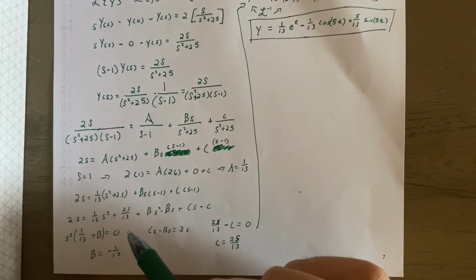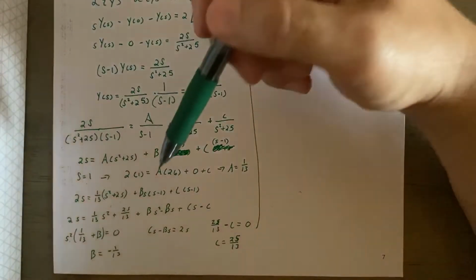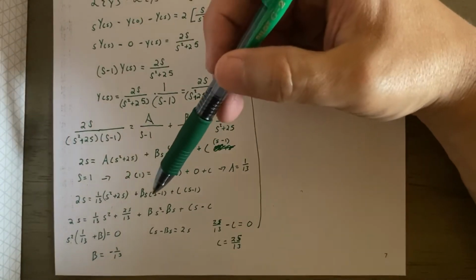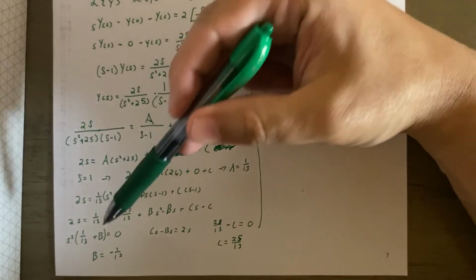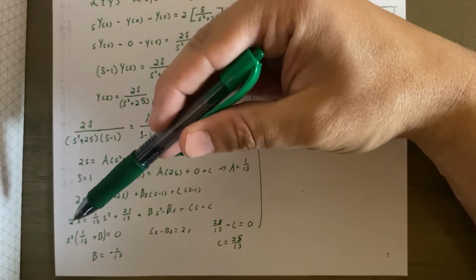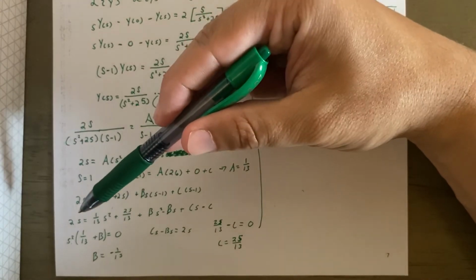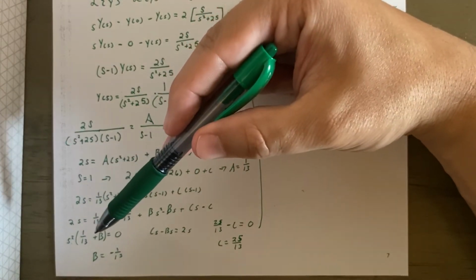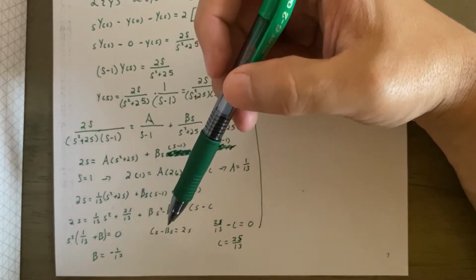Now, I'm going to go ahead and pull together what I can. The 1/13 s squared and the b s squared are going to be able to come together because they're both with s squared. Now notice on the left hand side it's just 2s. So the coefficient with s squared on the left side is 0 because there is no s squared. So I'm going to set 1/13 plus b equal to 0. So b is equal to negative 1/13.